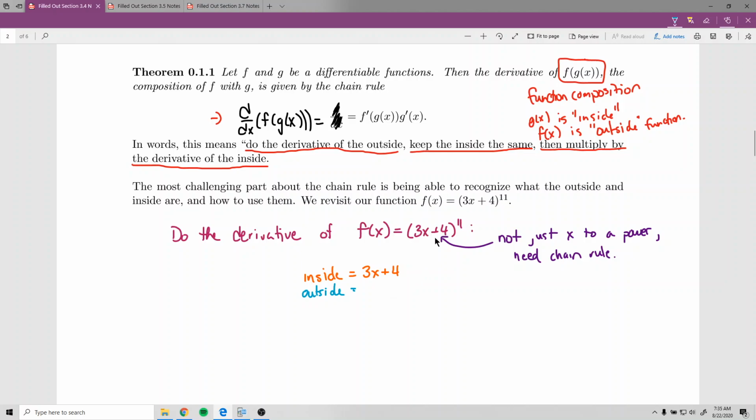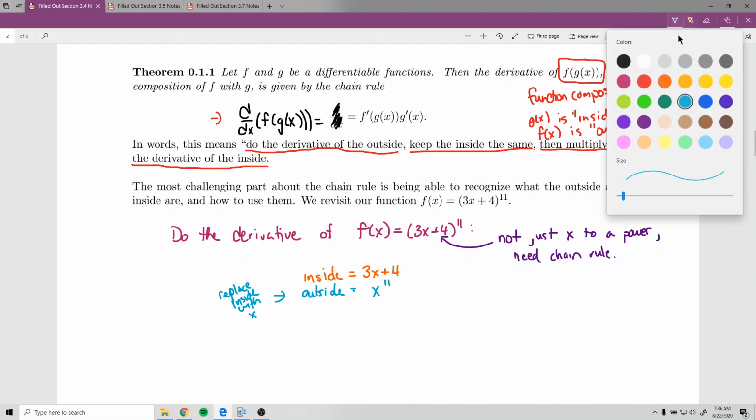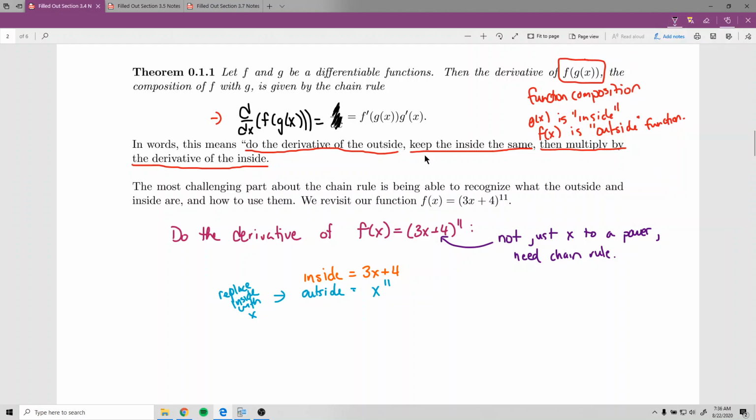So the outside is the function that you get if you replace the inside with x in your function. All right, so it's x to the 11th power. Now the reason we break it down like this is we know how to do the derivative of each of these things. The derivative of the inside is 3, and for the derivative of the outside we use the power rule. And really it just boils down to following the formula here.